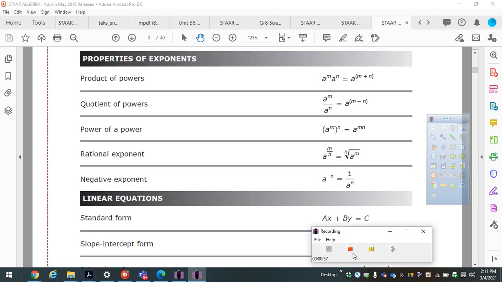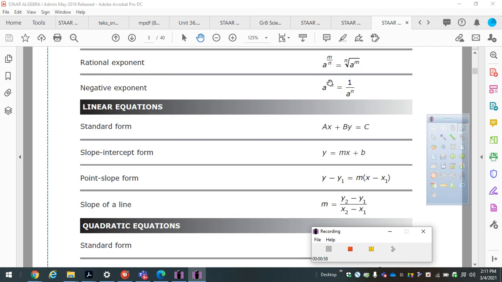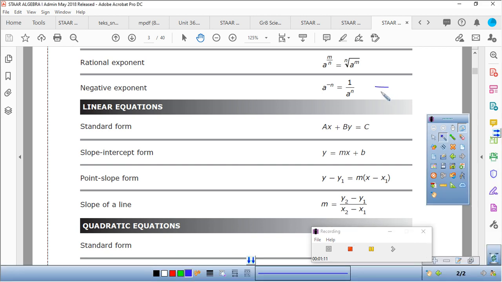Remember, if you have a variable or a number or anything with a negative exponent, put it underneath like this, or vice versa. We also have a variable down here with a negative 1, and you can bring it to the top with a positive 1. It's the same thing as this, okay? Basically, it becomes its opposite.